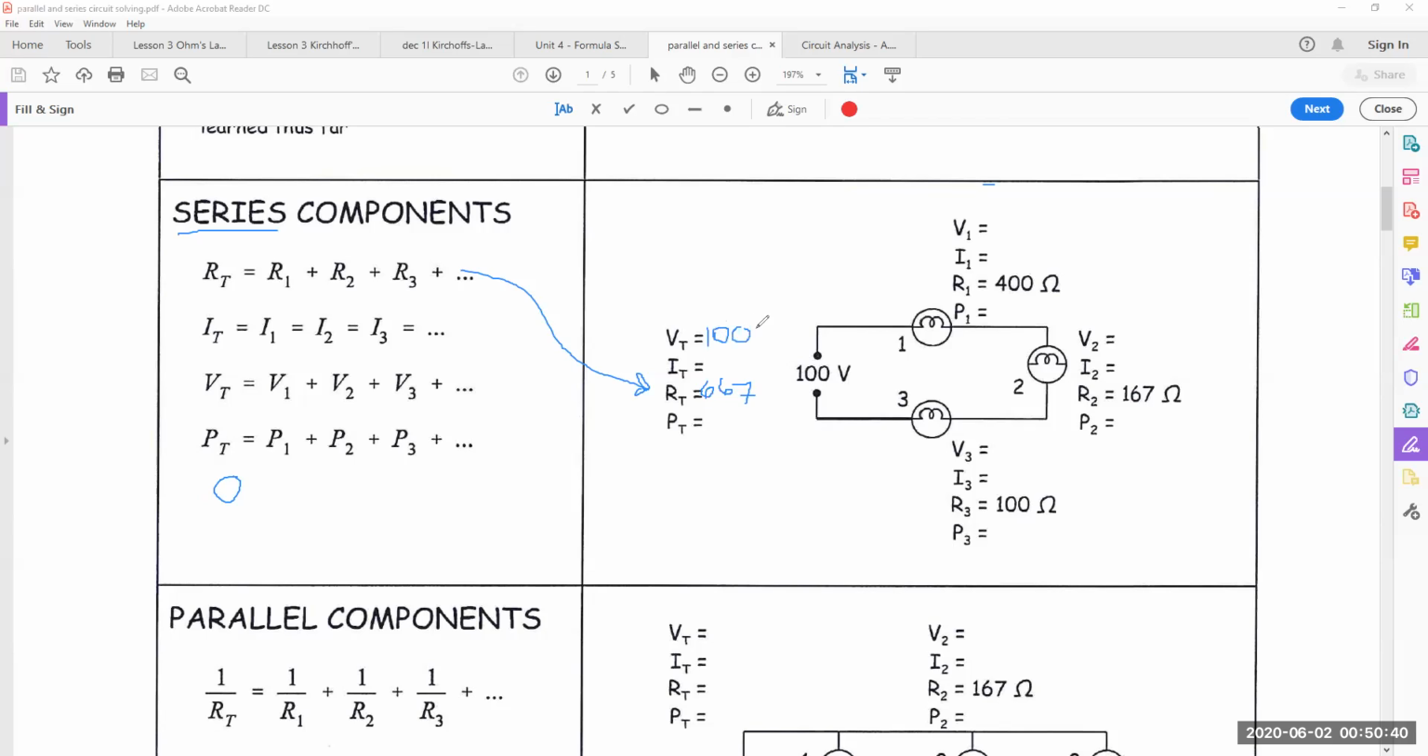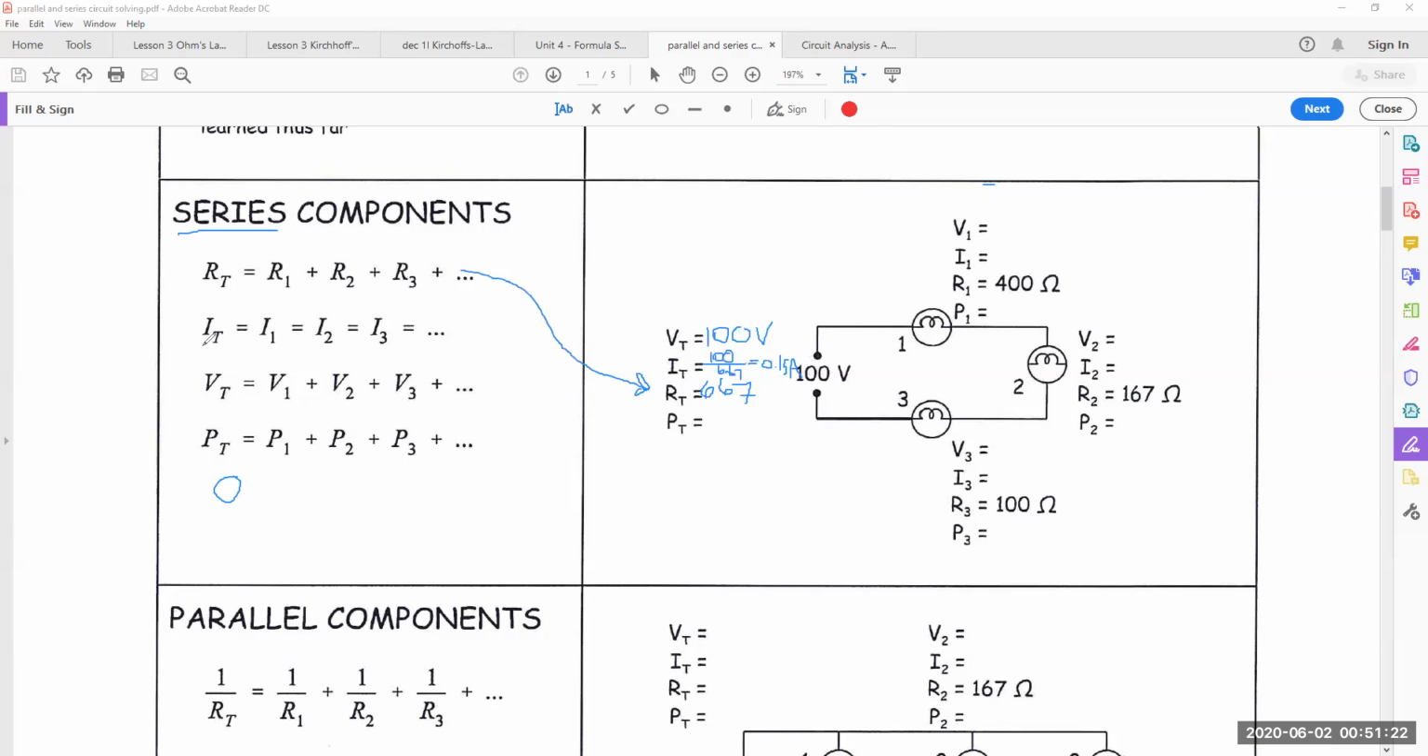So anytime you do circuit analysis, at one point you have to have two knowns. Here I only have one. Here I have one. Here I have one. Here I have two. So the next thing I'm going to calculate is I. And I is equal to V divided by R. So 100 divided by 667. And the answer is going to be 0.15 amps. God, it's so hard to write with a mouse. Okay.